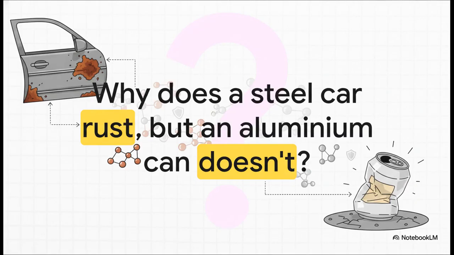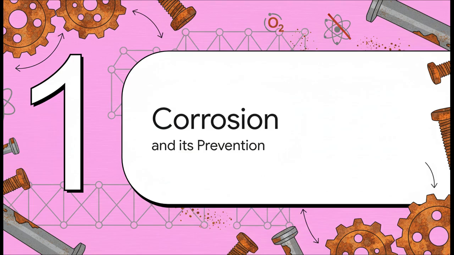So, to kick things off, here's a question for you. Why is it that a steel car will start to bubble up with rust after a few years, but you can see an aluminum drinks can sitting by the road for decades and, well, it looks basically fine? The answer is all about how materials react with the world around them, a problem chemists are always trying to solve. And that leads us perfectly into our first big topic, the constant battle against materials breaking down.